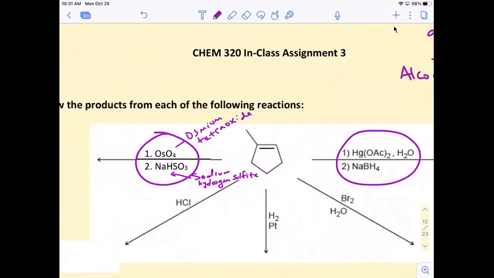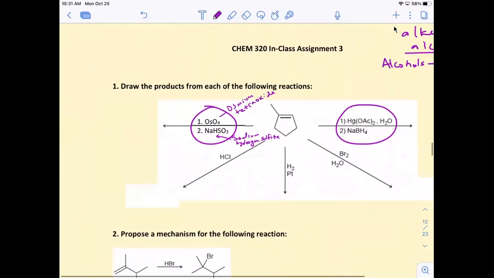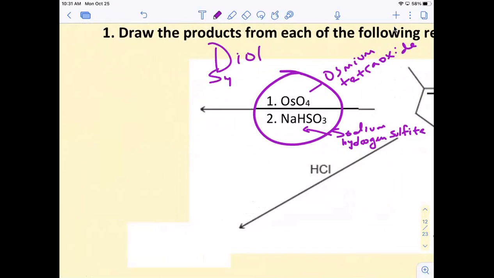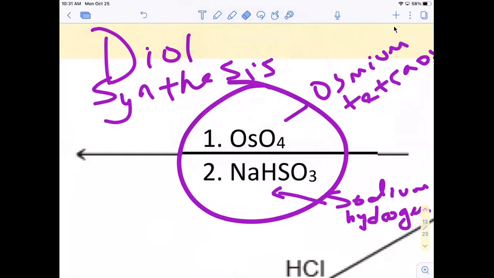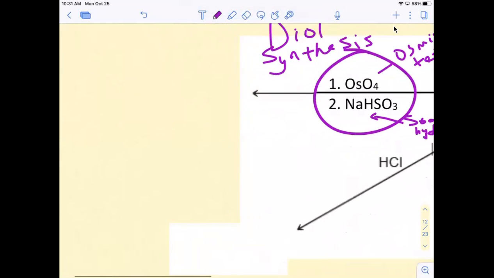Right, let me show you the outcome first, and then we can talk about the mechanism, not in great detail, but I'll give you a general idea of what happens in the mechanism. Right, so this is a way to make diols from alkenes. Right, so if you're making a flashcard for this particular reaction, that's what's on the front of the card. Right, that these are the reagents for diol synthesis.